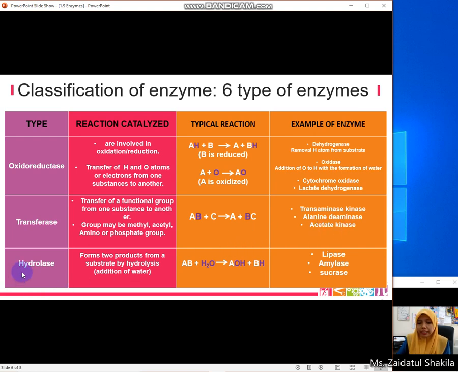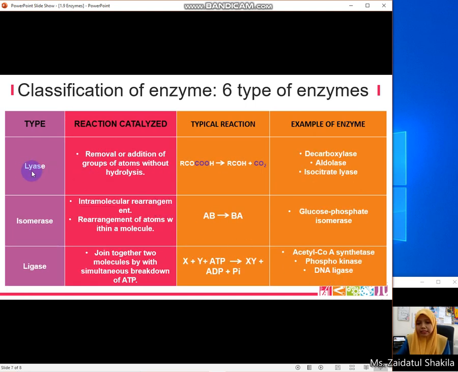Alright, so the next class of enzyme is hydrolase. Hydrolase forms 2 products from a substrate by hydrolysis. Hydrolysis means addition of water. Adding water into a molecule produces 2 products. Like this typical reaction of hydrolase, AB plus water. So the products are AOH plus BH. Examples of enzymes in hydrolase are lipase, amylase, or sucrase.